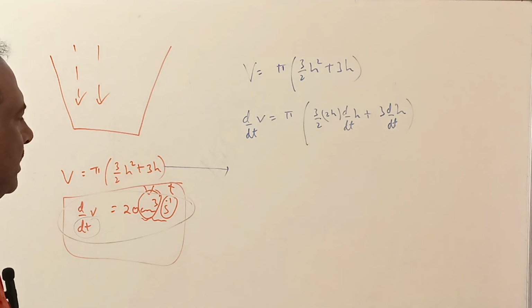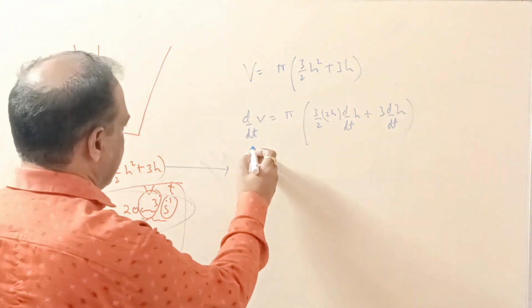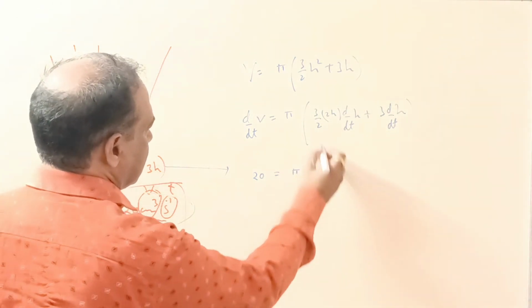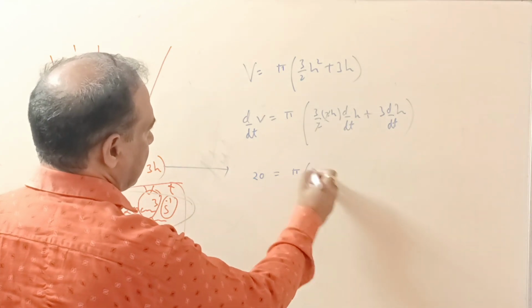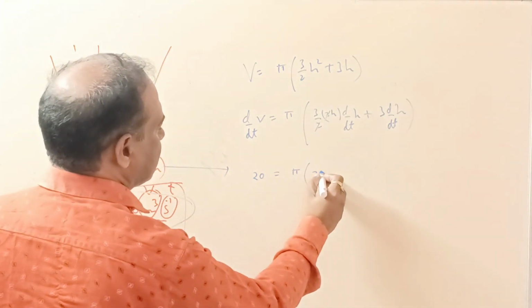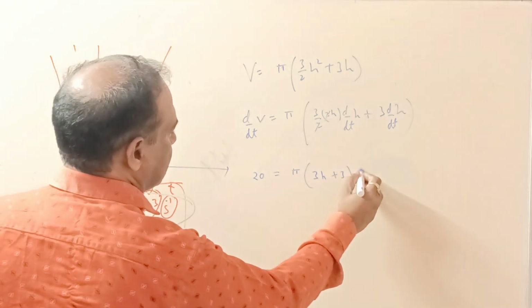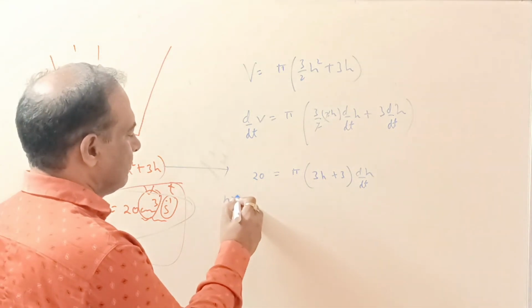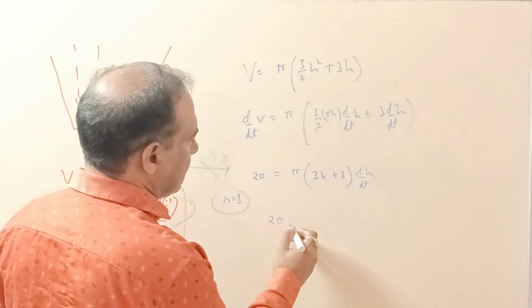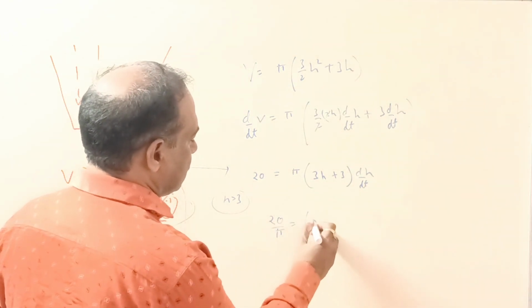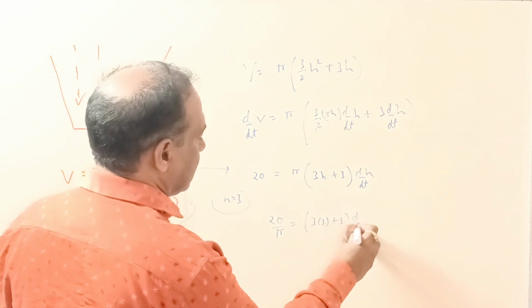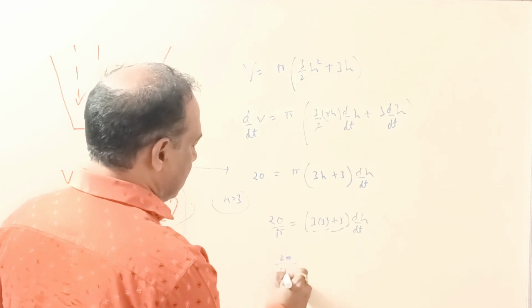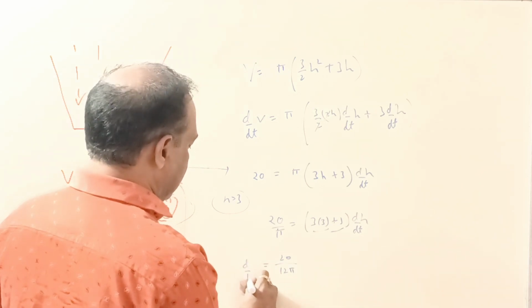Okay. Now here I have d by dt of v as 20, and for h I have 3. What it means, this is pi, 2 and 2 will get cancelled, and I will have 3h. The first thing is, let's take d by dt of h common, outside. Now here if I put h equal to 3, this is 20 over pi equal to 3 times 3 plus 3, times d by dt of h. Okay, this is 9 plus 3 is 12. We will have 20 over 12 pi equal to d by dt of h.